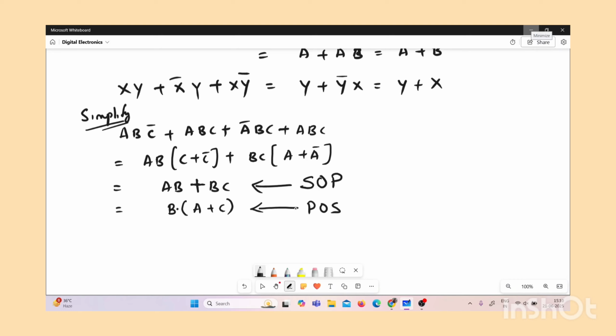Okay. So I hope you understand till now. In the next video, we will discuss the consensus theorem. There are two forms of the consensus theorem. We'll discuss in the next video.